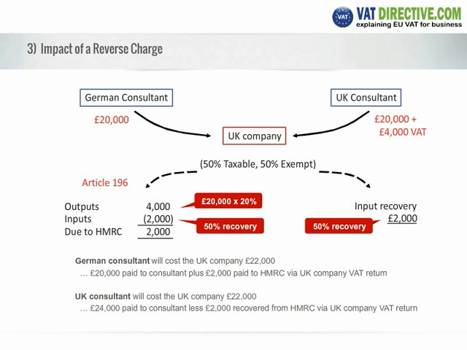Now that means the UK consultant has cost the UK company £22,000. That's £24,000 paid to the consultant, less £2,000 recovered from Her Majesty's Revenue and Customs via the UK company's VAT return. So there you see the point of a reverse charge. The reverse charge is just to make the overseas supplier the same cost as a local supplier. So reverse charge, that's the impact of it. That is the only reason for it being there. They do not want there to be a VAT reason for choosing your service providers.